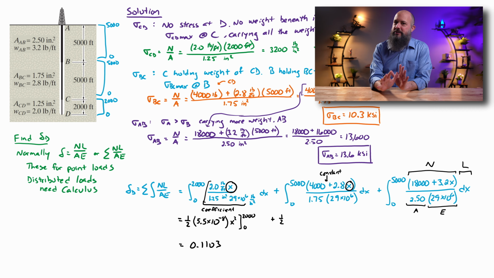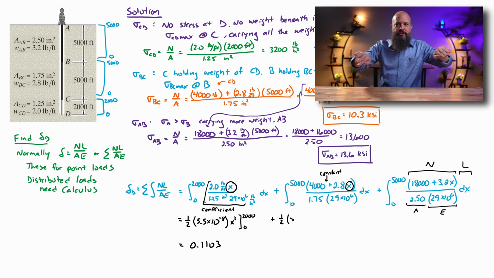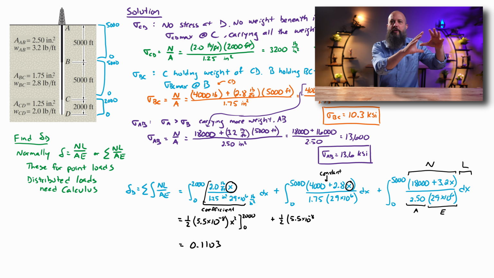The second integral is going to be kind of the same, but a little bit different, because now in the numerator, there's 4,000 plus 2.8x. So I actually have two different terms here. The 4,000 divided by AE is a standalone, separate term from the 2.8x.